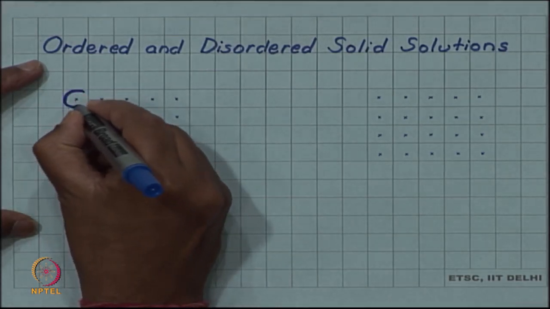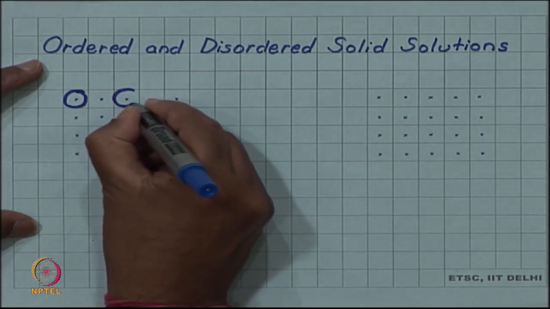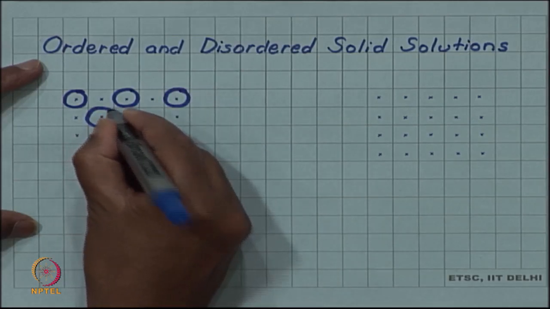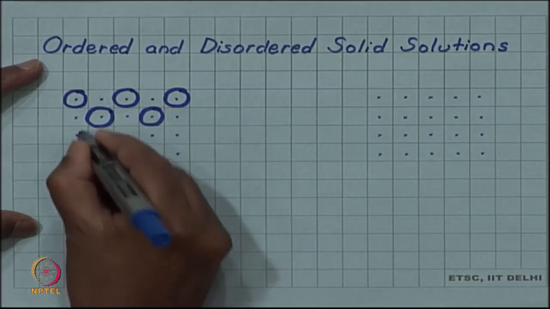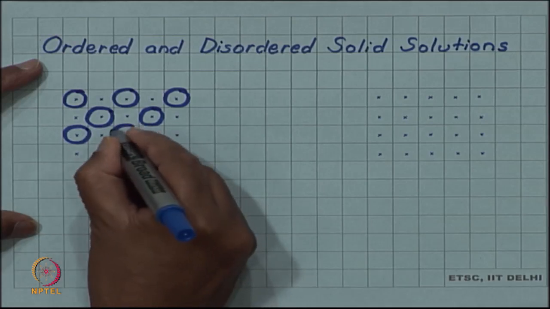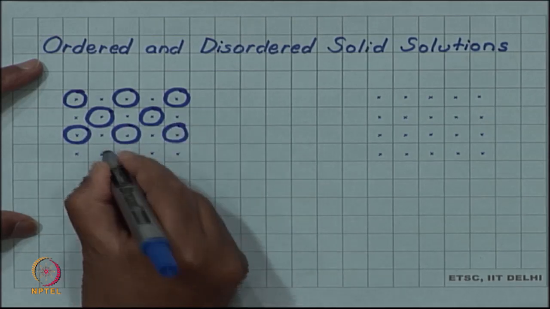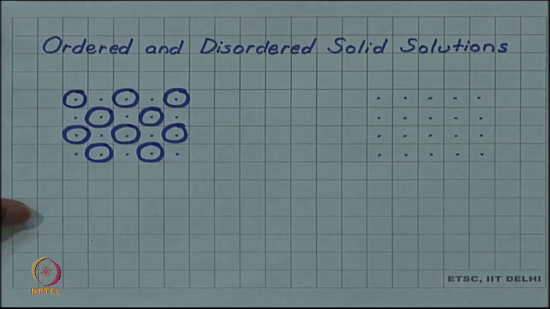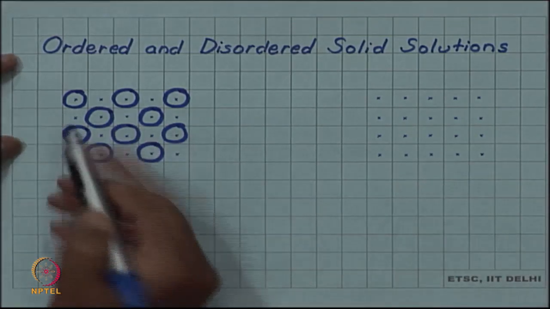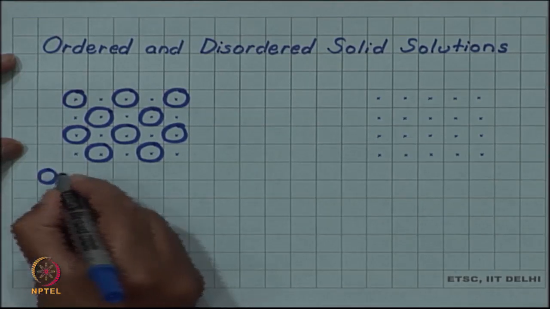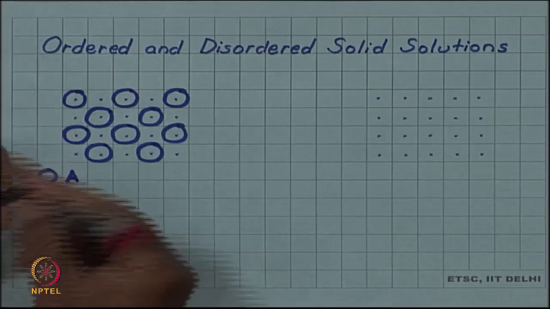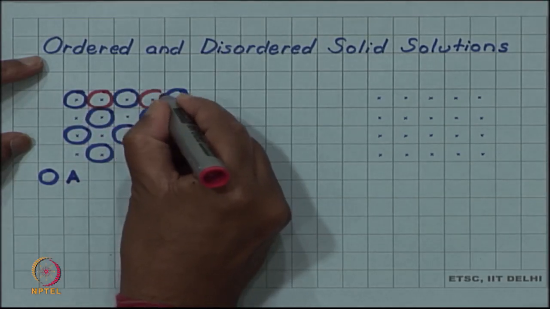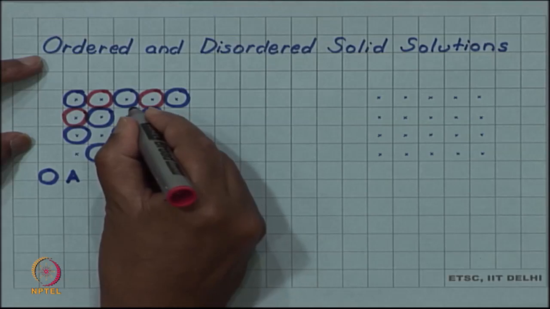So, let me put A atoms first. The blue atoms are my A atoms and I am putting them at alternate locations on these atomic sites. So, I have populated 10 sites by A atoms. Let us call this blue my A atoms, and on the remaining sites I am putting the red B atoms to complete my solid solution.